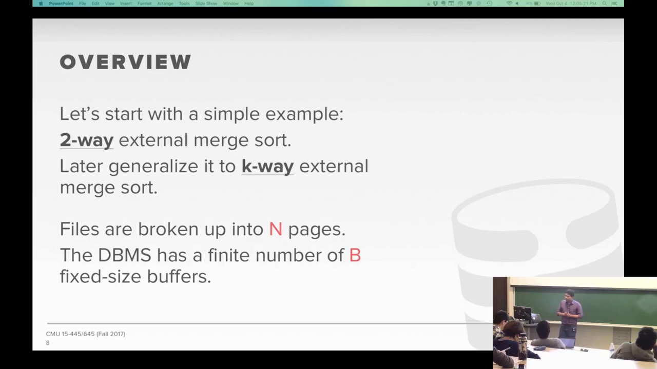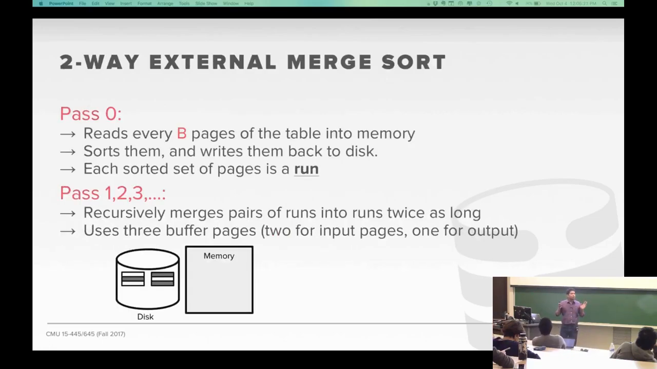So in a two-way external merge sort, in the zeroth pass, or the pre-processing step, you first read in every B pages of the table. You then sort it, and then you write it back to disk. Okay, each sorted collection of B pages is referred to as a so-called run. Now in the subsequent passes of the sort merge algorithm, we recursively merge pairs of runs into runs that are twice as long. Okay, so we do recursion.